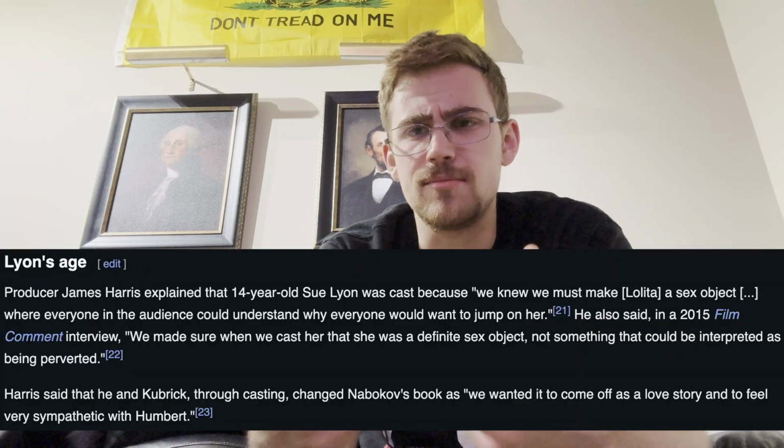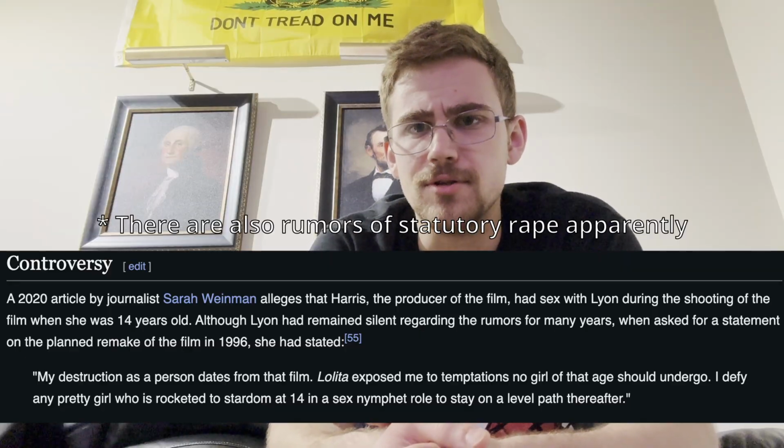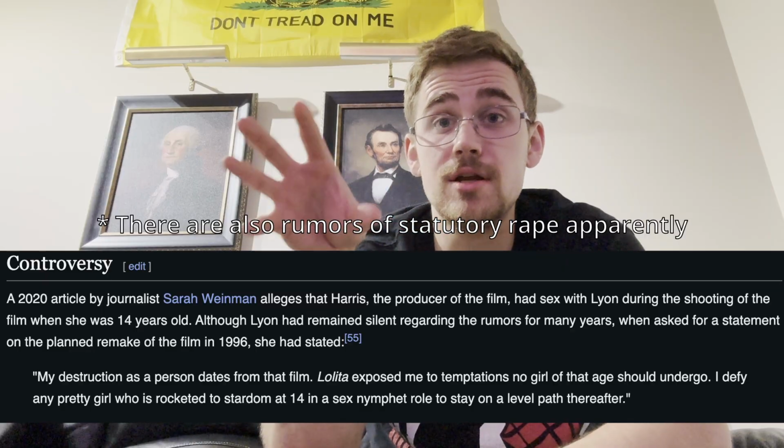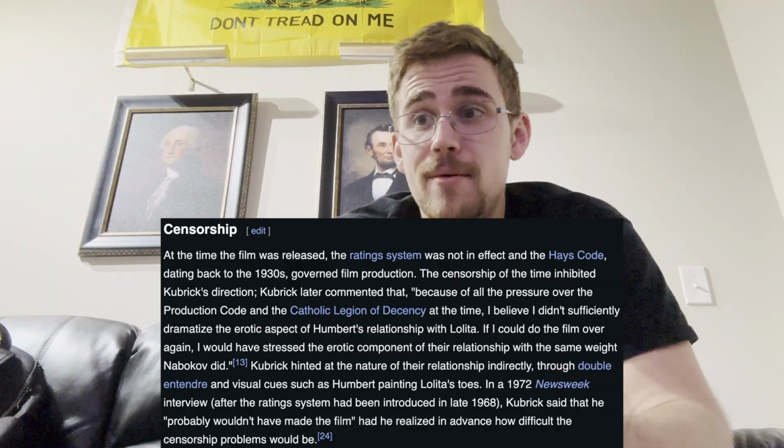The producer of the film has even said as much, that they intentionally cast this actor because they wanted the audience to understand why the main character is sexually attracted to this girl. They didn't want it to be presented as some creepy, perverted attraction. And the actor Sue Lyon has made comments about how this movie negatively impacted her life, which is unfortunate. The version of Lolita that was actually released is a pretty heavily watered down version of what they wanted to do. Kubrick has said there was a lot of stuff that had to be cut because of the censorship. So there is a timeline where this could have been a borderline child porn film.